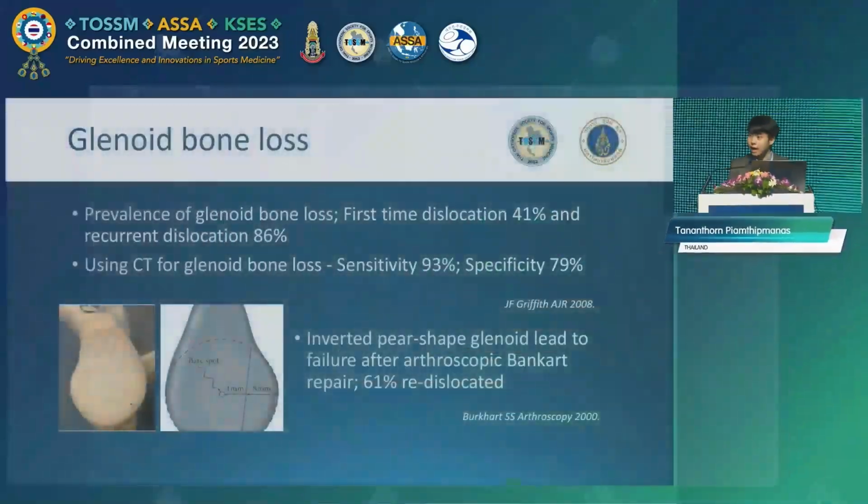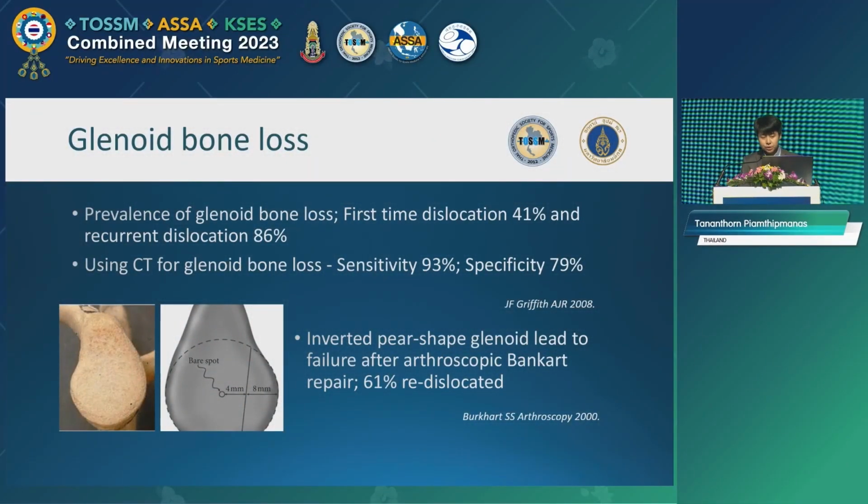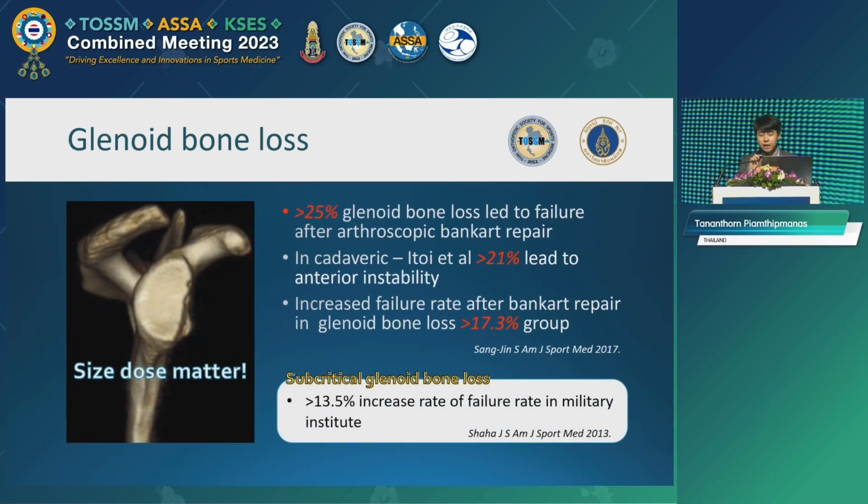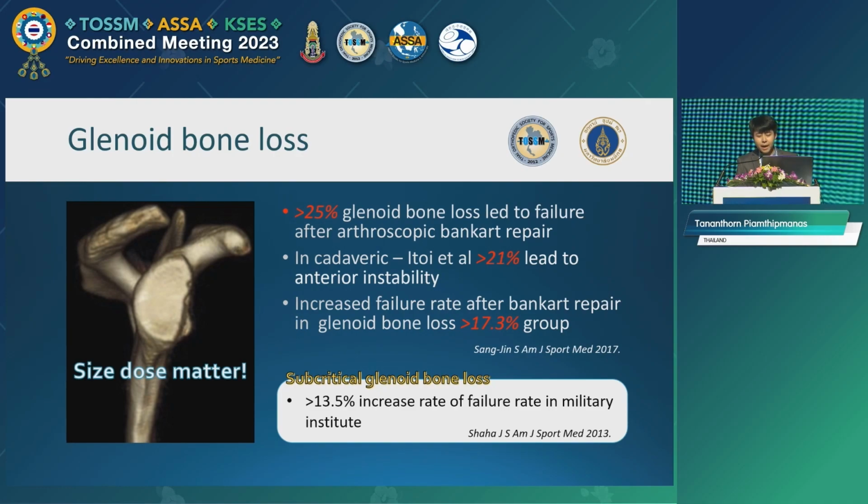Literature revealed this for Bankart: the inverted pear shape of the glenoid leads to a high failure rate after soft tissue stabilization. Many publications reported that the size of the defect does matter, which guides us to plan for a proper operation, and which size really matters for a Bankart repair.